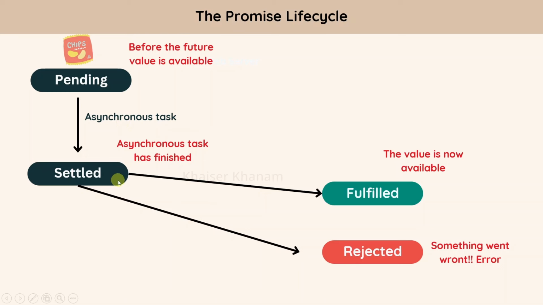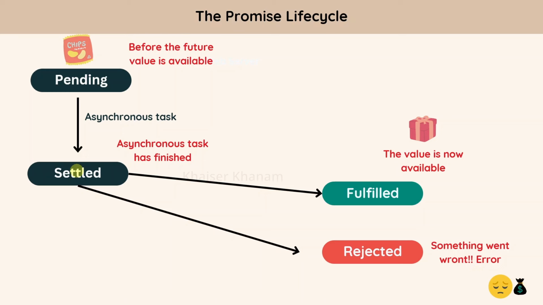Later on, once I open the chips, then our promise will be settled, and in that case I will have two states. Either my promise will be fulfilled, that is, I will be getting my gift, or my promise will be rejected, that is, I have wasted my extra money. So, this is the life cycle of a promise.